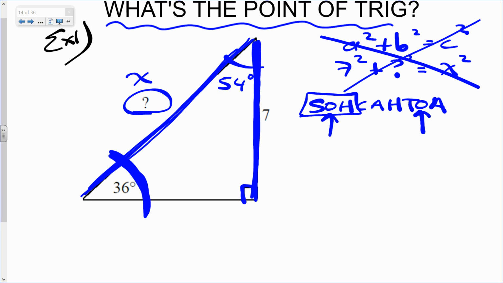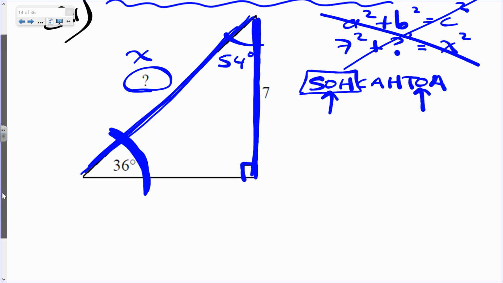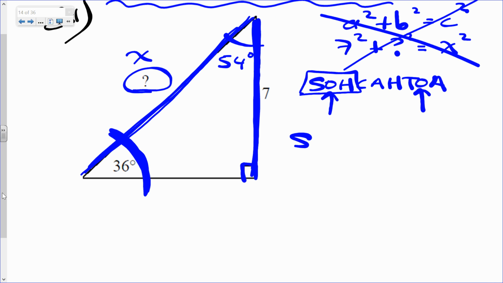Watch this now. Stay with me. So let me write sine. Remember that's the abbreviation of sine, S-I-N. Sine of 36 is equal to, opposite is 7, stay with me, Ramirez, over hypotenuse is x.